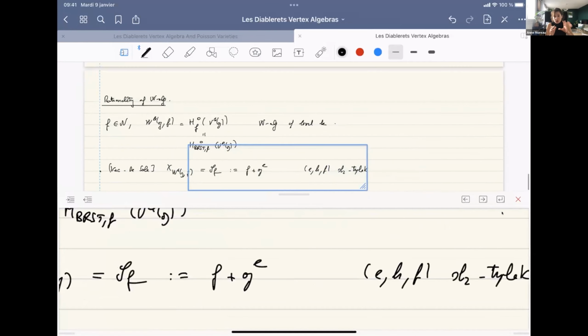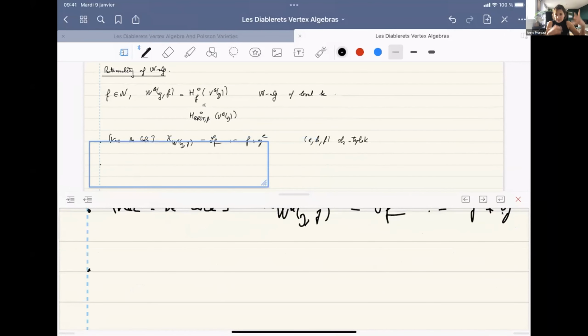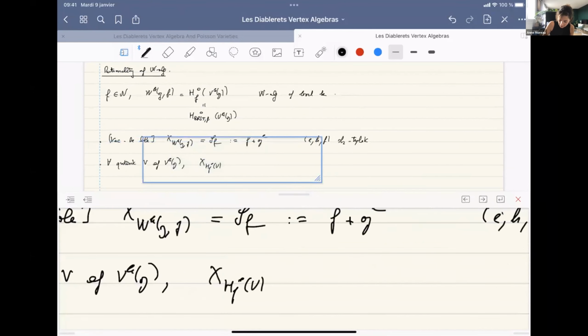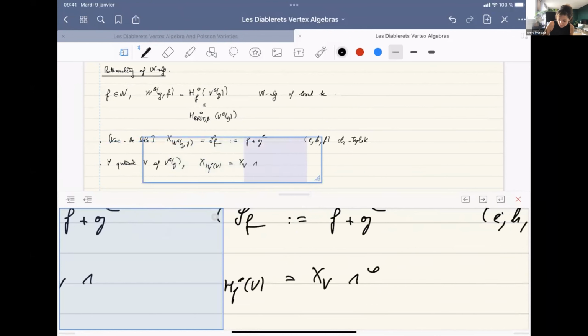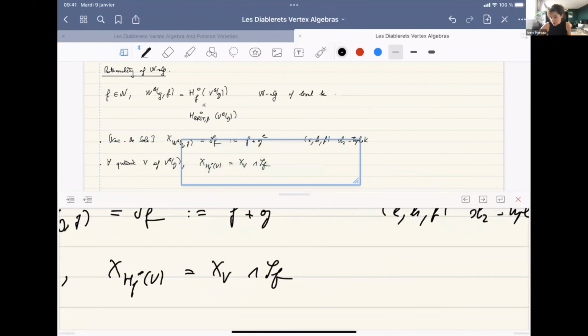And the Poisson structure of this Slodowy slice is obtained by Hamiltonian reduction from the Poisson structure of G or G star. And what is very nice is that this BRST reduction is compatible with associated variety, in the sense that for all graded quotient V of V^k(G), we have that the associated variety here is just the intersection with the Slodowy slice, like this. So this is a very pleasant construction.